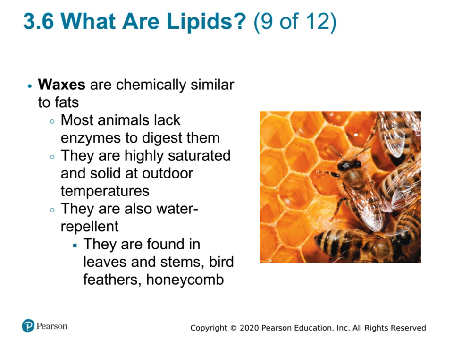What about waxes, though? We looked at fats, we looked at oils. What about waxes? They are chemically similar to fats, but a lot of animals lack enzymes to break them down. They're mostly highly saturated and solid, especially in outdoor temperatures, but the big thing that is important about them is they are water repellent, or generally they are. So they're found in the leaves and stems, they protect plants, they prevent waterlogging, they're found on bird feathers and in honeycomb, so they're really helpful as being a water repellent.